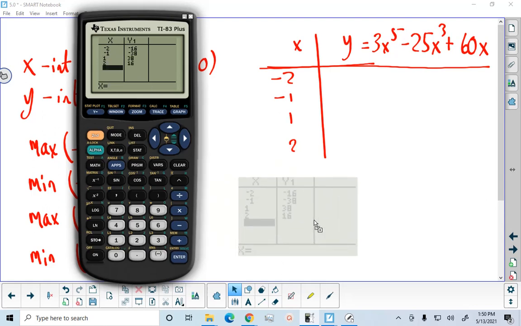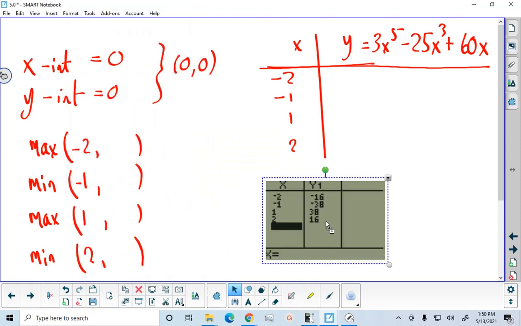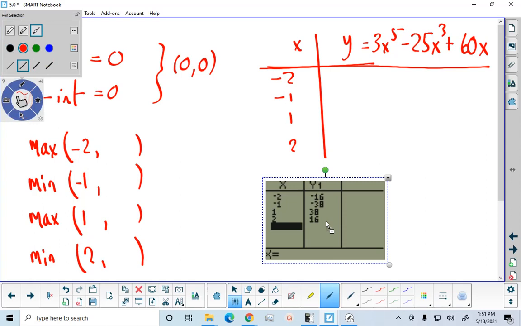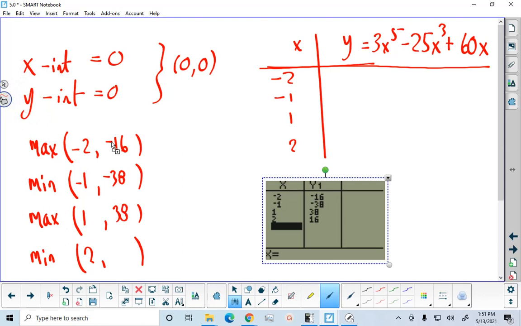I noticed something that will be important for the second little part of this lesson, and that's that there's some symmetry going on, that the y-coordinate of the first max and the y-coordinate of the last min are opposite to each other. So the y-coordinate at -2 is -16. The y-coordinate at -1 is -38. At 1, the y-coordinate is 38. And then at 2, it's 16. So what we are going to do is plot those points.